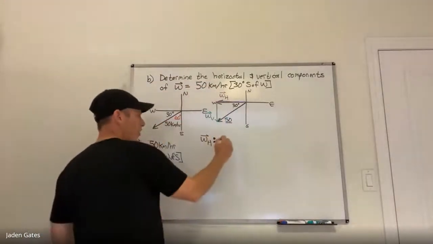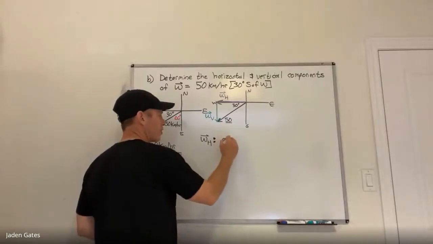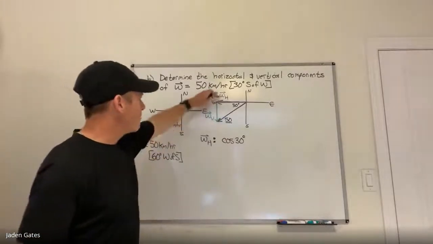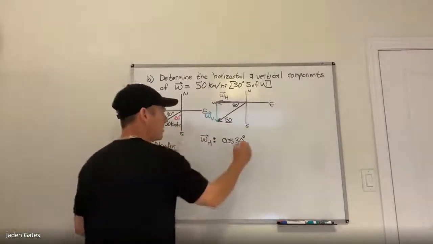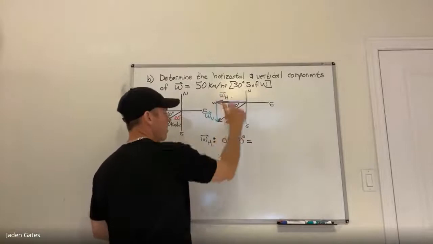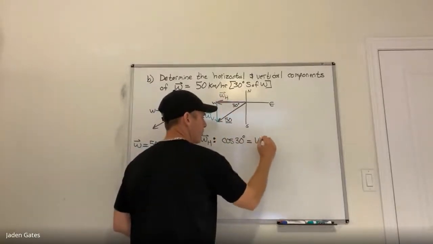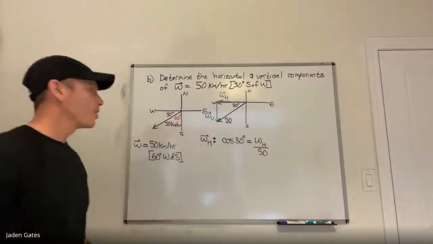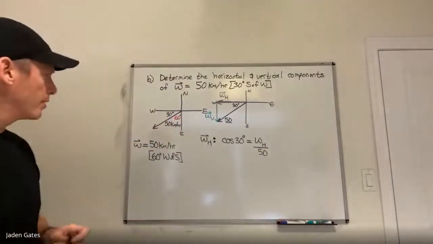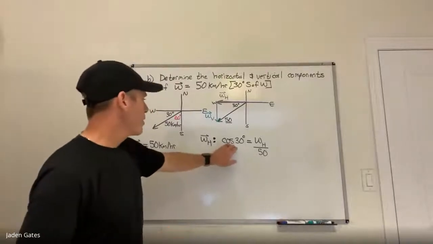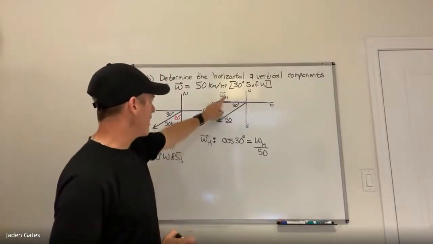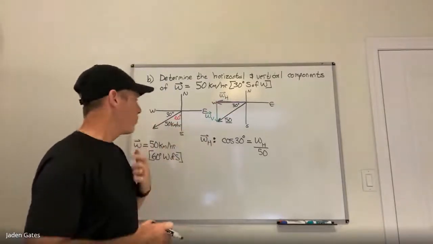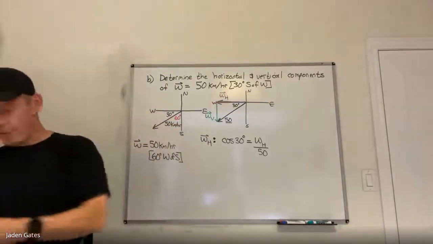So what I'm going to look at, again using trigonometry, is cos 30 degrees, because I have my adjacent and I have my hypotenuse. So cos 30 degrees equals my WH vector divided by 50, which is my hypotenuse. I know it's the cos ratio because I have my adjacent to the 30-degree angle and I've got my hypotenuse.